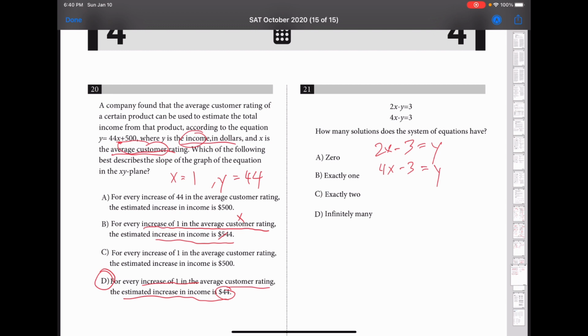So what I see over here is that these two equations have different slopes, okay? That means that if two lines have two different slopes, they're going to have one equation in common. So the answer should be B. And it just so happens to be that the solution should be 0, comma, negative 3, which is the y-intercept for both equations. So number 21, the answer is B.